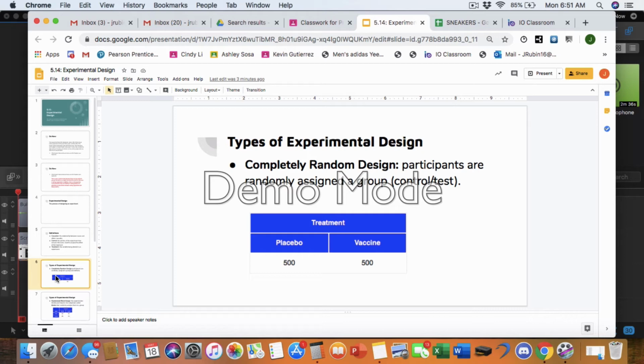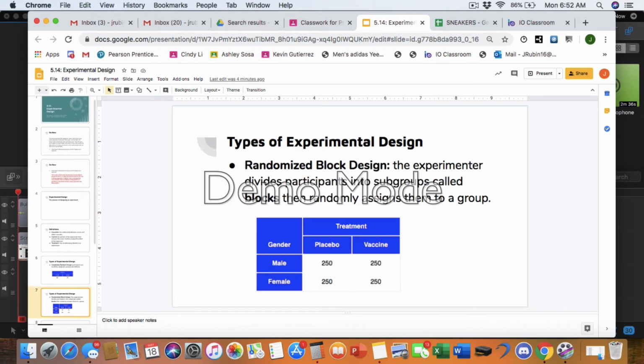So, first one, right? Completely random design. So I have a group of 1,000. I'm going to randomly assign them to a control group, which is our placebo, and our test group, which would be like our vaccine. No emphasis on how they're organized. We're just going to take 1,000, randomly select 500 of them, you're in the placebo group, or randomly select 500 of them, you're in the test group. And even those, right, control and test are randomized. You don't know which group is going to be what until you assign them.